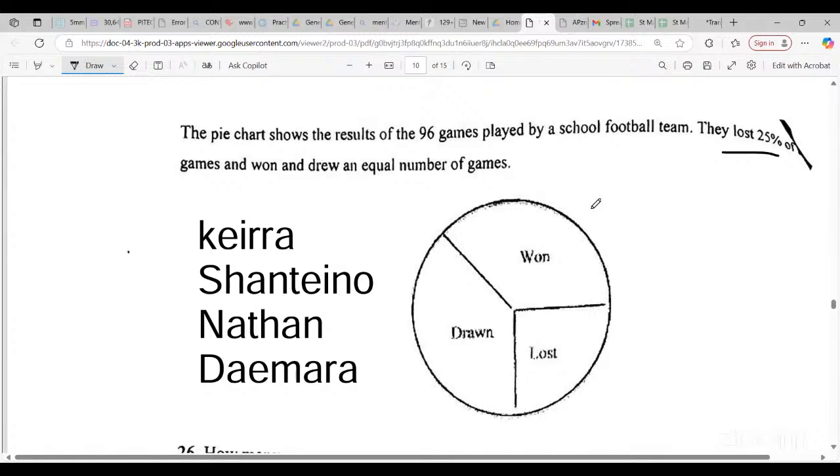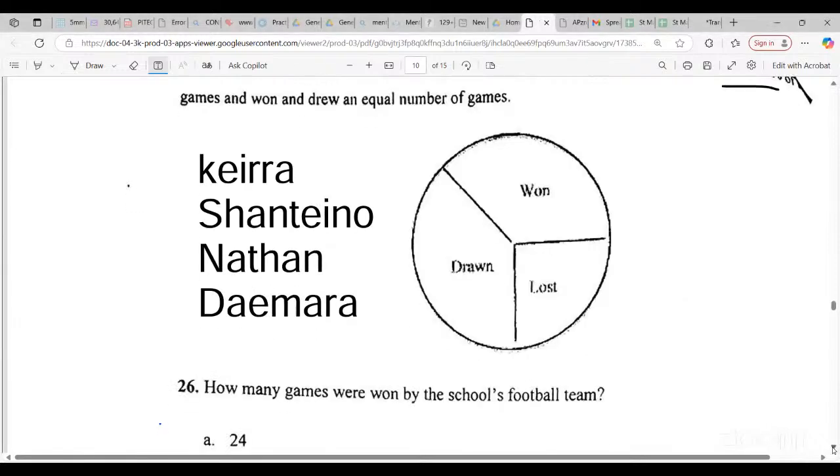Okay. So my answer is 24. Sir, the bottom part where it says they lost 25% of games and won and drew an equal amount of games, sir. So I just flinged out the games they lost, sir, and I focused on drawn and won. So sir, what was the question again, sir? Could you scroll down so I can see the question?